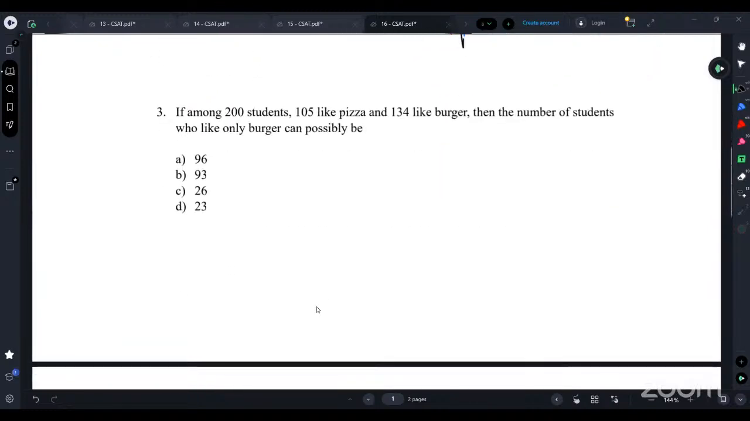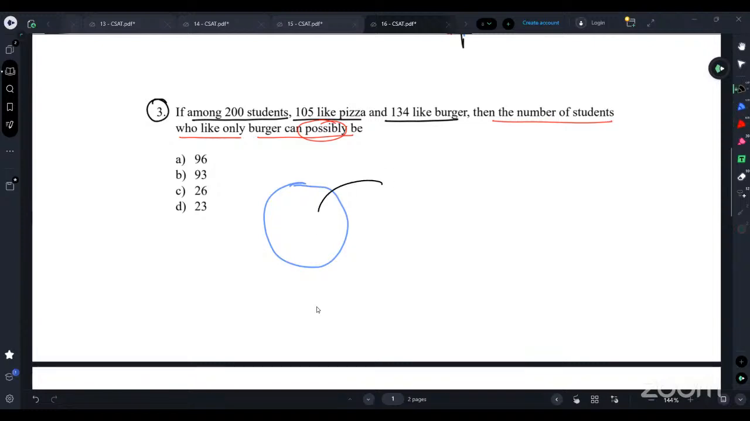Now let's see this third question, guys. The third question says, if among 200 students, 105 like pizza and 134 like burger, then the number of students who like only burger can possibly be. So we want to find the possible answer. See now, guys, many of the students have made a mistake in this question. Let's say this is the circle for pizza, and this is the circle for burger. So how many pizza students are there?